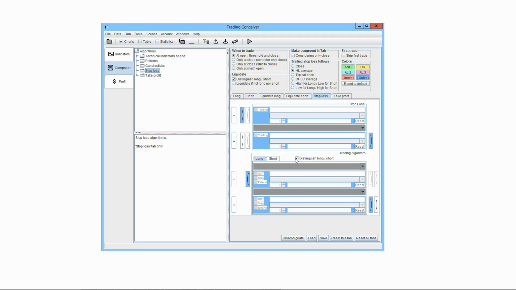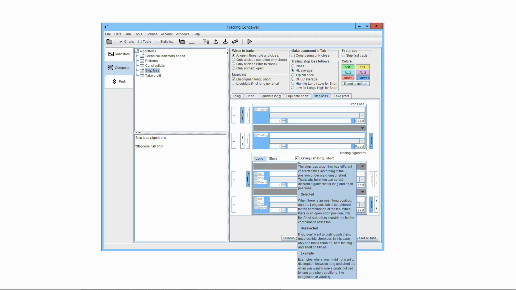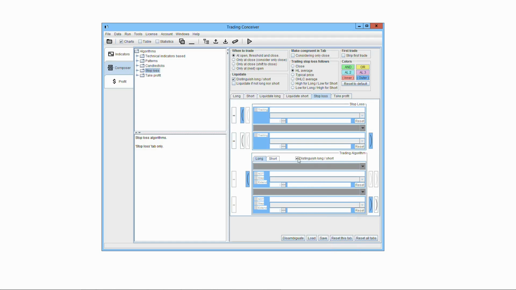In such a case, if you don't want to distinguish between the directions of the open position, unselect the checkbox Distinguish long-short. In this case, only one sub-tab is enabled, both for long and short positions.